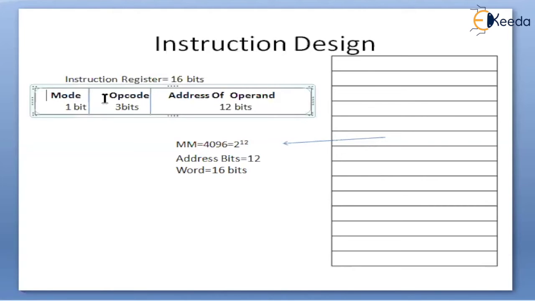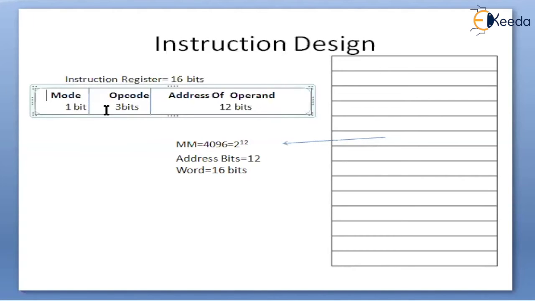Let us talk about the opcode and operand. Every instruction needs to have an opcode and an operand. Let us understand these two fields. The opcode specifies the operation that needs to be performed to execute the instruction. Every instruction will have a specific opcode.